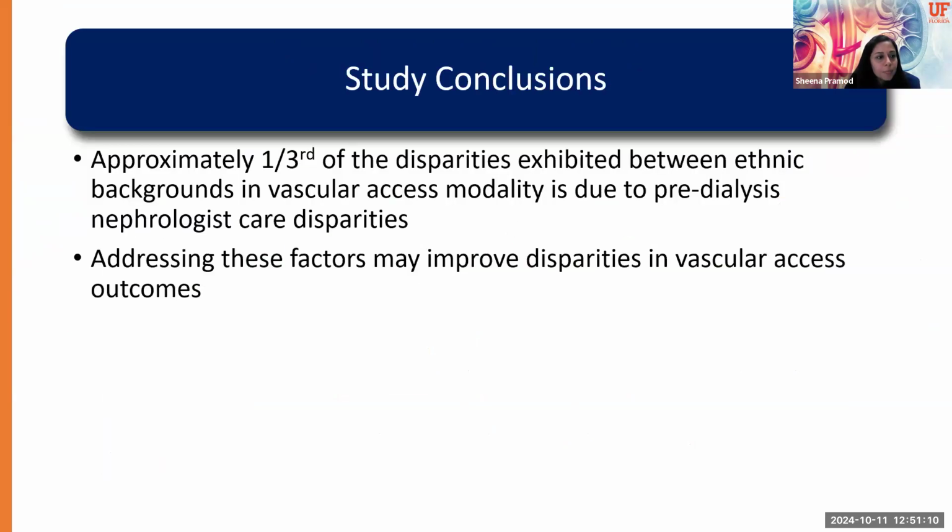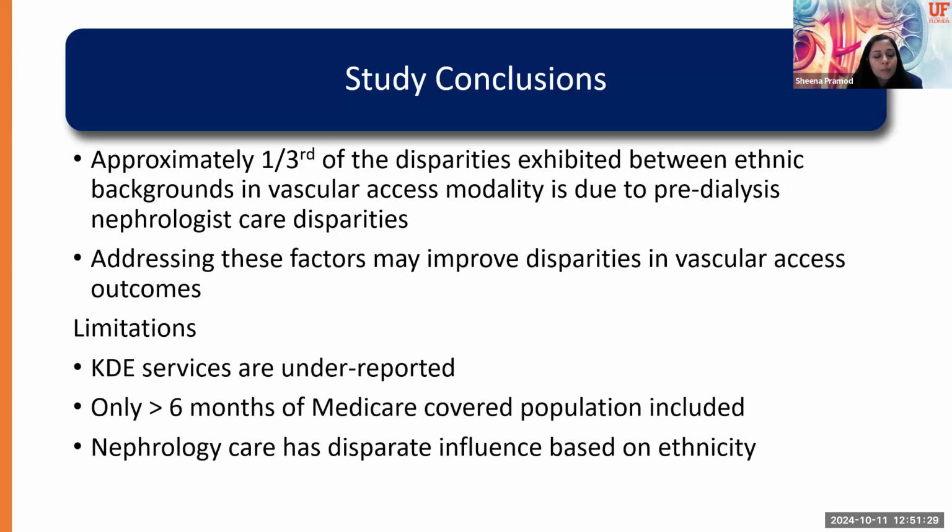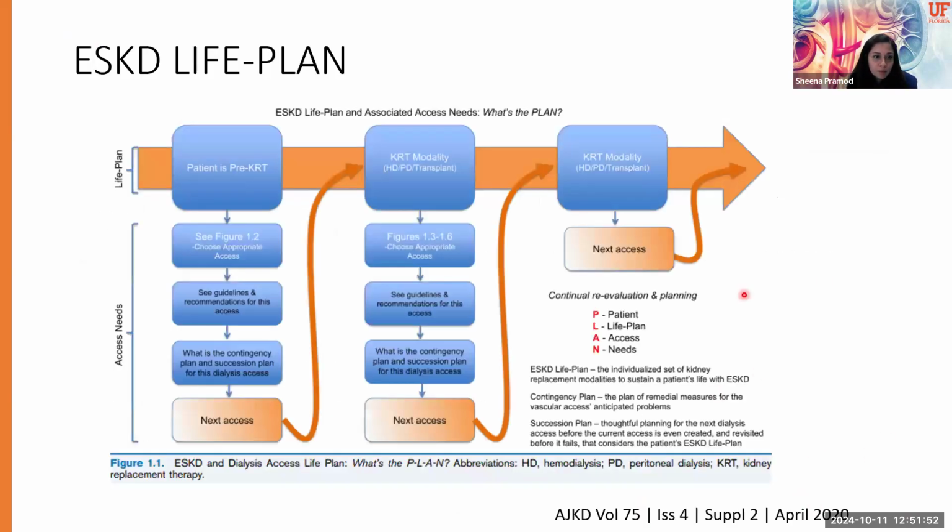So the conclusion is that approximately one third of the disparities exhibited between the ethnic backgrounds in vascular access modality is due to pre-dialysis nephrology care disparities. And addressing these factors may improve disparities in vascular access outcome in this cohort. Now, obviously, the limitations are that, as I mentioned, the KDE services are very underreported. Then only patients with more than 6 months of Medicare coverage were included, so we did not include anybody that had less than 6 months. And then there seemed to be a disparate influence of nephrology care.